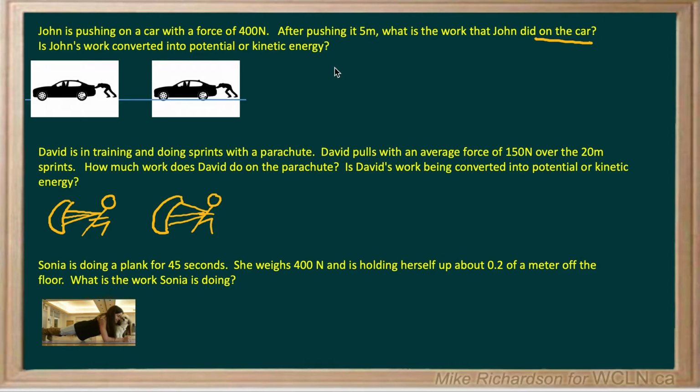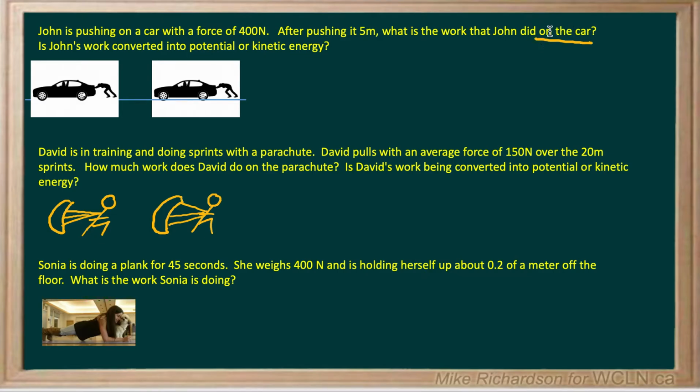Three questions involving work. Now, work itself is a fairly easy calculation. It's just force times distance, but we've got to be careful with how the question is worded. If we look at question 1, we've got a guy named John pushing on a car with a force of 400 newtons. After a while, he ends up pushing the car 5 meters, and we want to know what is the work that John does on the car.